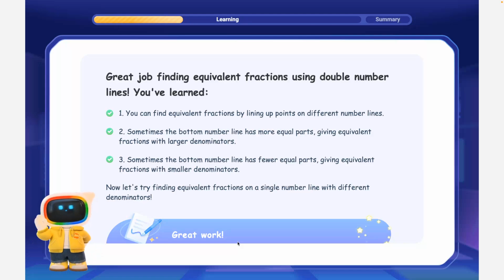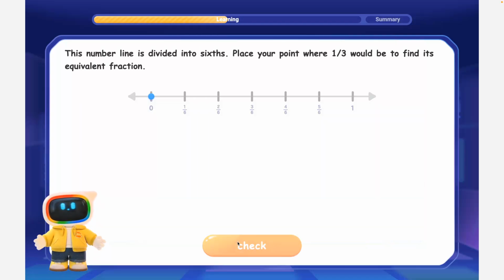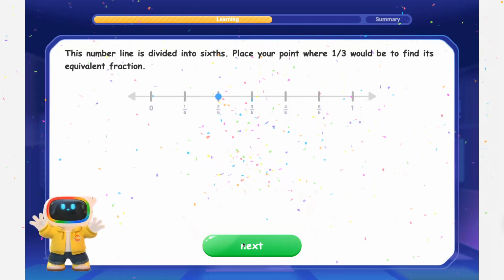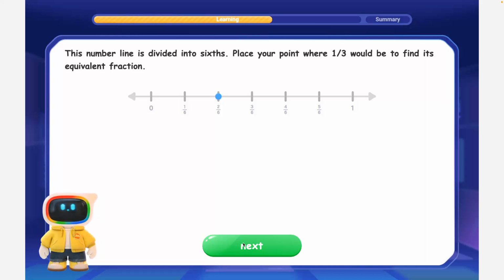Now let's try finding equivalent fractions on a single number line with different denominators. This number line is divided into sixths. Place your point where 1/3 would be to find its equivalent fraction. Excellent! You correctly found that 1/3 equals 2/6. You were able to identify the equivalent fraction on the sixths number line.